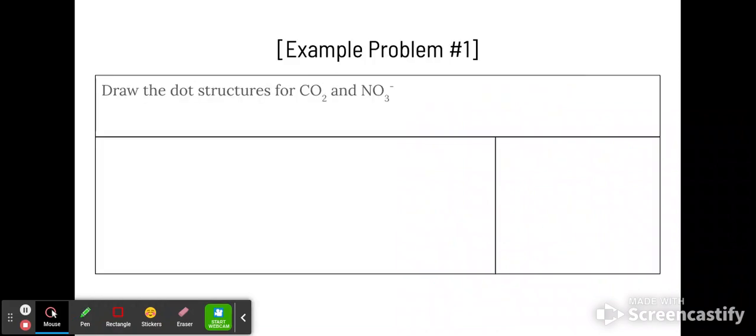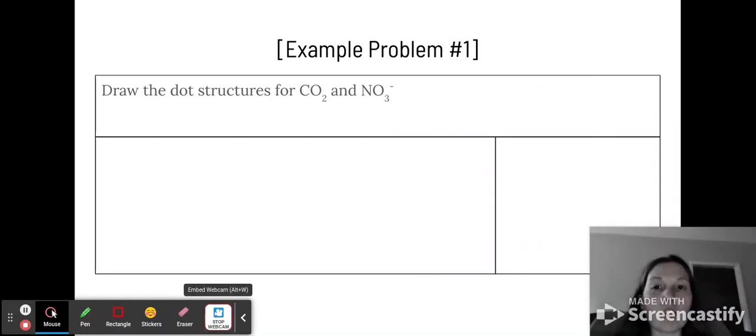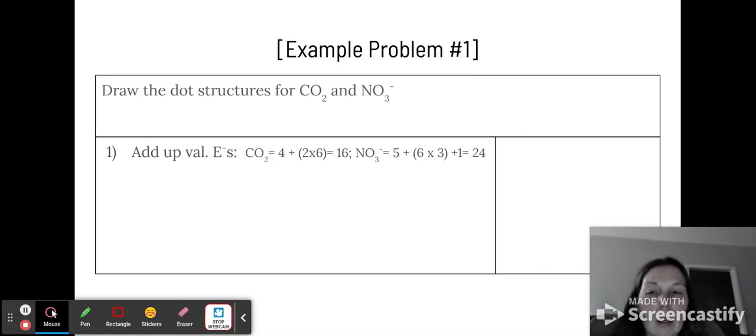So now let's do an example. So we want to draw the dot structure for CO2 and NO3 minus. First, you're going to add up all the valence electrons. So for CO2, we have a total of 16. For NO3 minus, we have a total of 24.